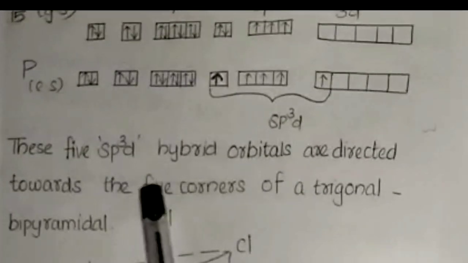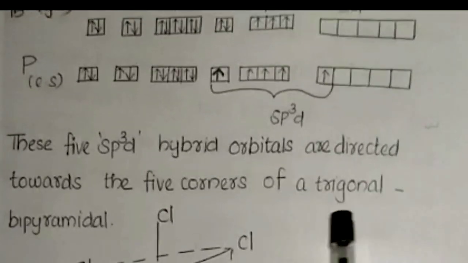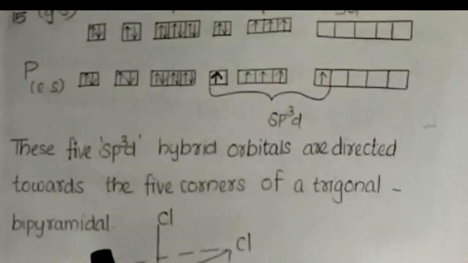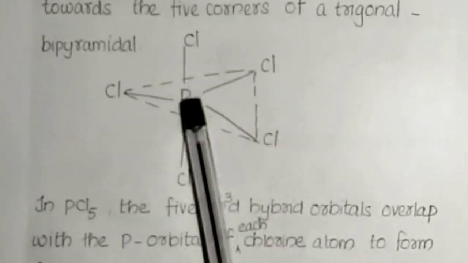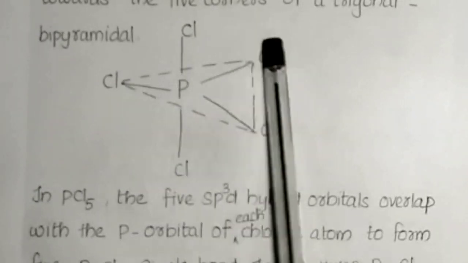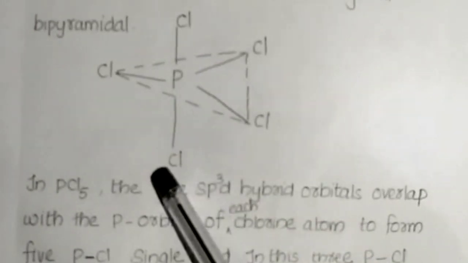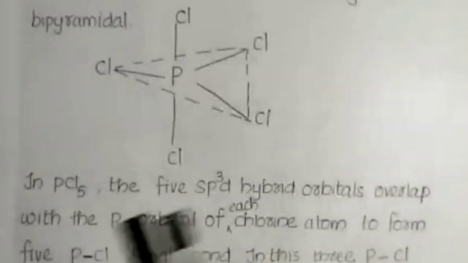So these 5 sp3d hybrid orbitals are directed towards the 5 corners of a trigonal bipyramid. Phosphorus at the center, with 5 chlorine atoms. In the trigonal plane, 3 chlorine atoms are present. These 2 chlorine atoms are above and below the plane. So this shape is known as trigonal bipyramidal shape.